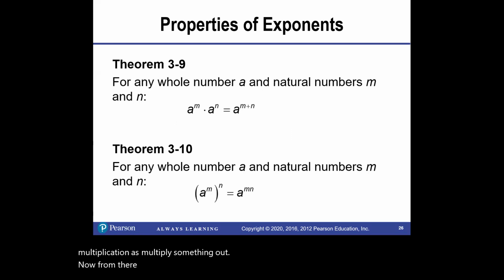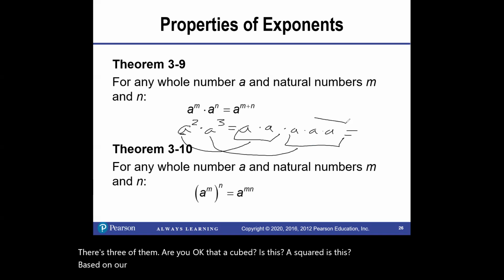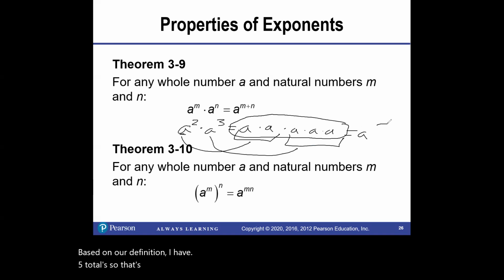Now, from there, we can build a couple of interesting things. I'm going to point out why these things are this way, because hopefully they make perfect sense. So this first one, I'm going to do an actual combination. I'm going to use A squared times A cubed. Well, A squared is A times A. A cubed is A times A times A. There's three of them. Are you okay that A cubed is this, A squared is this? Well, based on our definition, I have 5 total A's, so that's A to the 5th. And we know that 2 plus 3 is equal to 5. So that's why if they have the same base, we just add the exponents.